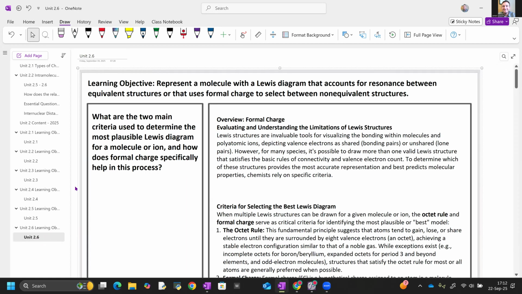I'm not going to read all of this in this video, but you should be writing down what are the two main criteria used to determine the most plausible Lewis diagram for a molecule or ion, and how does formal charge specifically help this process.